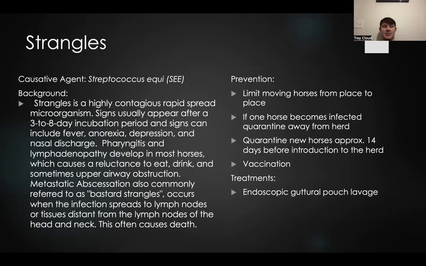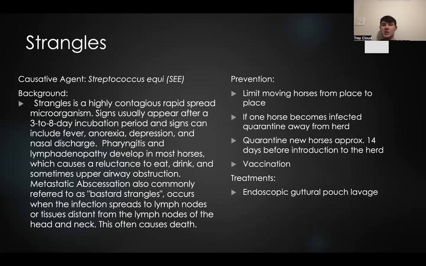Metastatic abscessation, also commonly referred to as bastard strangles, occurs when the infection spreads to the lymph nodes or tissues distant from the lymph nodes of the head and neck. And then this also often causes death. So the most severe form would be the bastard strangles, or it's also known as metastatic abscessation.